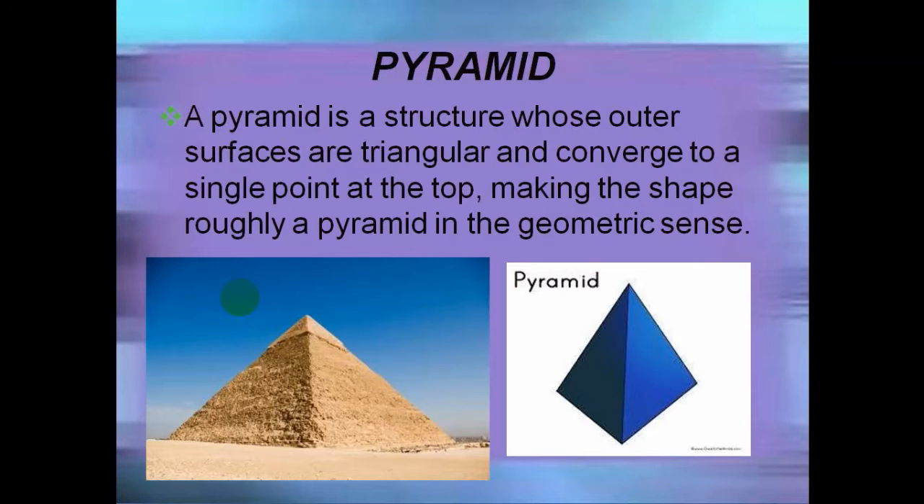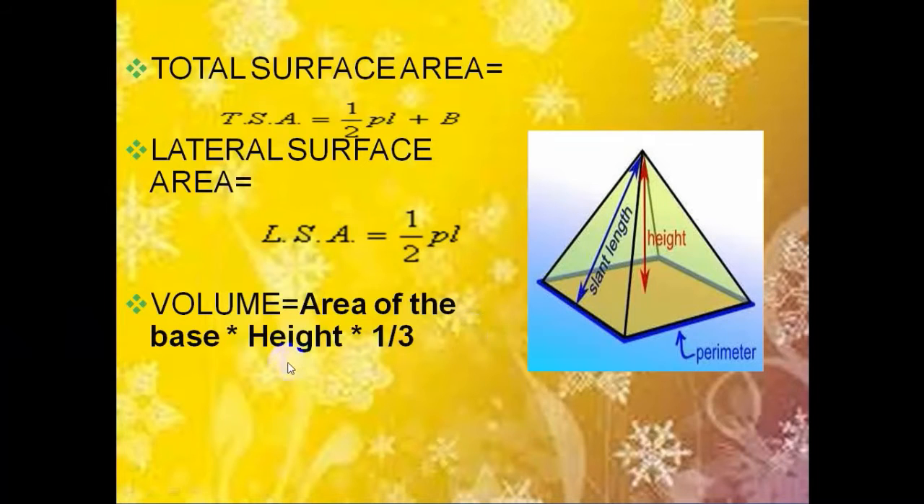Now, pyramid. A pyramid is a structure whose outer surfaces are triangular and converge to a single point at the top, making the shape roughly a pyramid in the geometric sense. You see over here, this is a pyramid shape. The total surface area is 1/2 P L plus B. P is the perimeter, L is the length, and H is the height. The lateral surface area is 1/2 P multiplied by the slant side length.